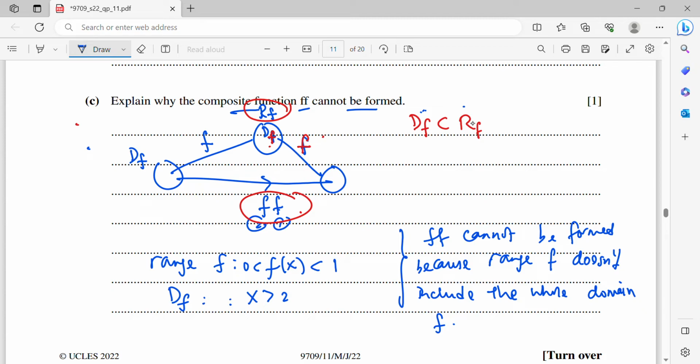Okay, so this is the reason the ff is not formed. Because your range of f is a smaller set. The range of f is a smaller set, your domain of f is a bigger set, 2 onwards, but your range of f is just limited to between 0 and 1. Alright, that's the reason.